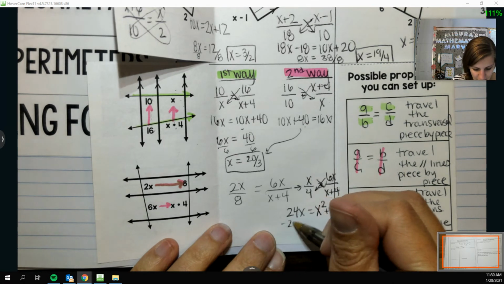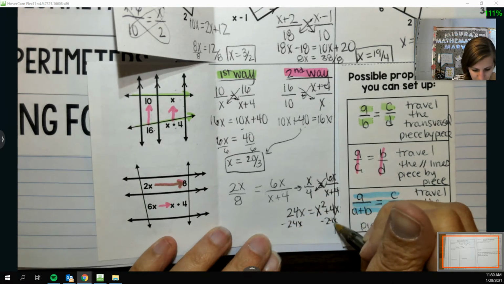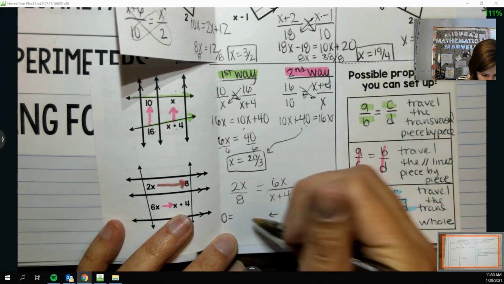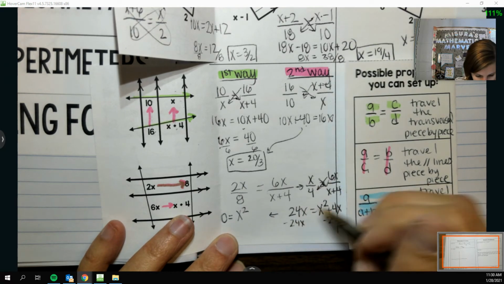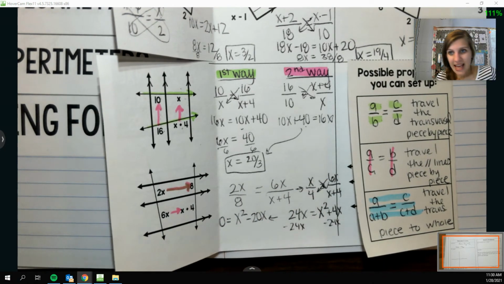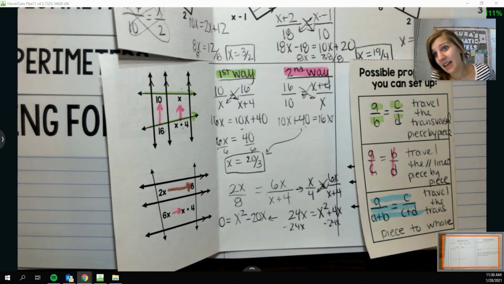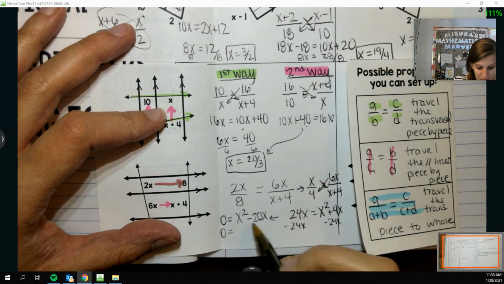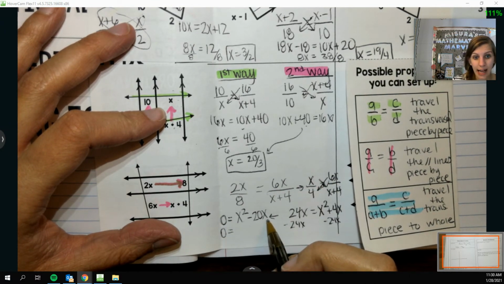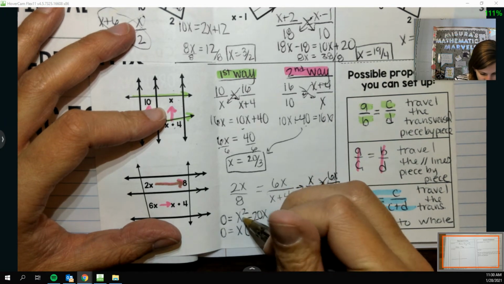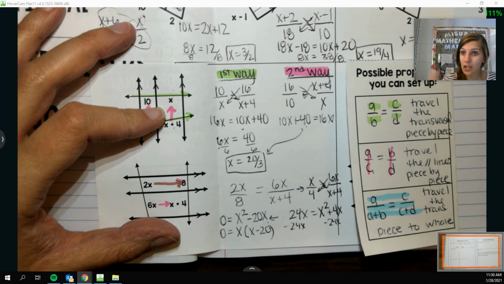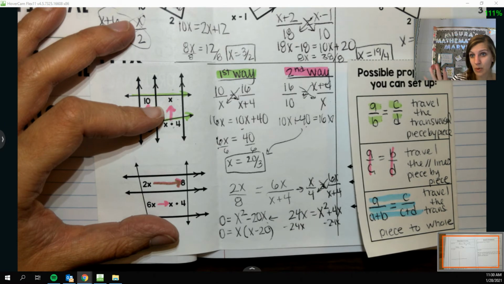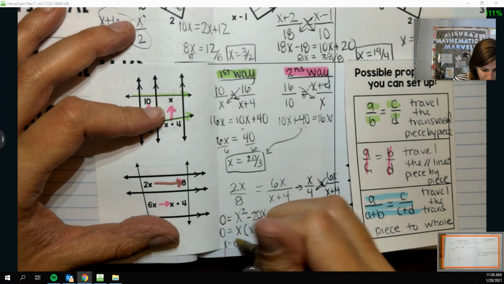So I would actually subtract the 24x here. And if I rewrite this problem over here now, I would have 0 equals x squared minus 20x. And then the best way to solve a quadratic is to factor. And so if I factor, I take out what these two numbers have in common, and they both have an x in common. And I'd have x minus 20 left, like if I undistribute almost. And then you set each thing equal to 0, like each parenthesis. So I have x equals 0 from that first x.